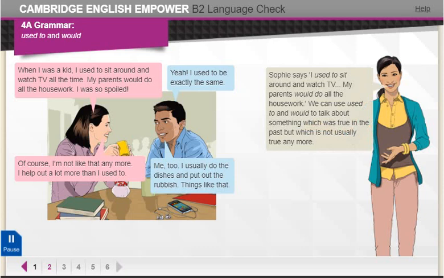Sophie says, I used to sit around and watch TV. My parents would do all the housework. We can use used to and would to talk about something which was true in the past, but which is not usually true anymore.